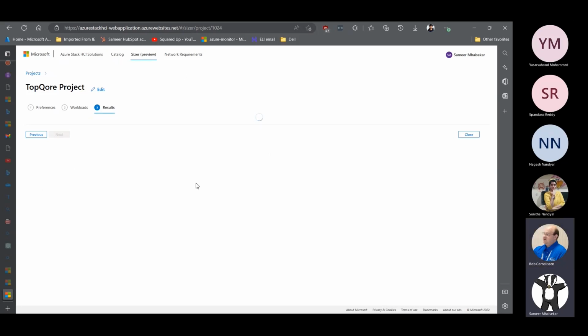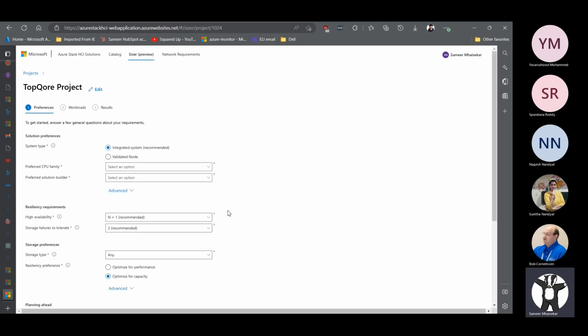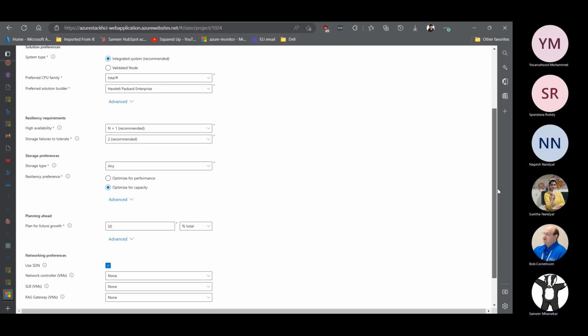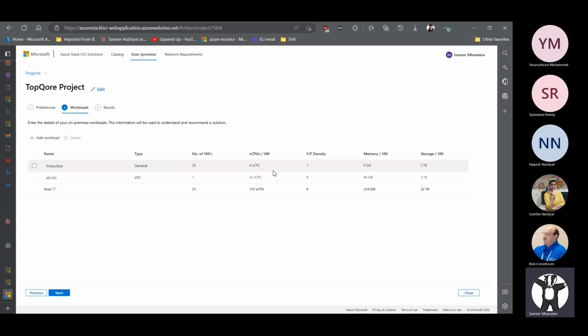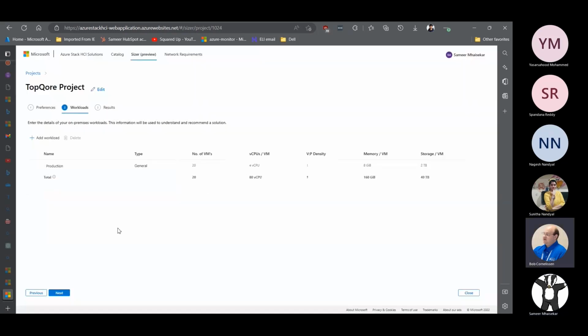Now this is going to give me, oh, no matching hardware. Apparently my preferences are way too high. Yeah, so let's tone that down a little bit. Storage type maybe also any. Yeah, any is fine. I'm going to have to tone down the VDI one, so I'll just delete it. And for production, we'll give it a little less storage, because I think it's the storage that is giving us the problem.